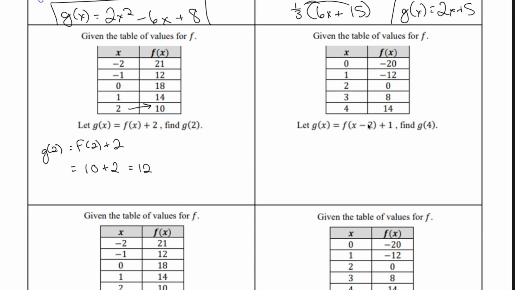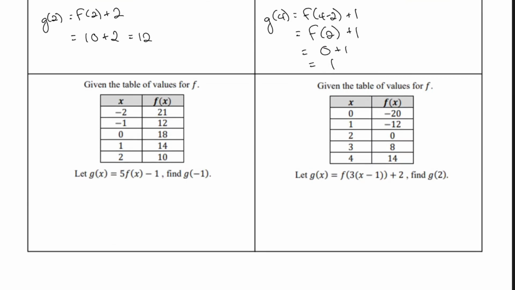g of x is f of x minus 2 plus 1, so let's find g of 4. So g of 4 is going to be f of 4 minus 2 plus 1. f of 4 minus 2 is f of 2. f of 2 is 0. So 0 plus 1 is 1. I like the table ones a lot better. They're a lot friendlier than what we were just doing.